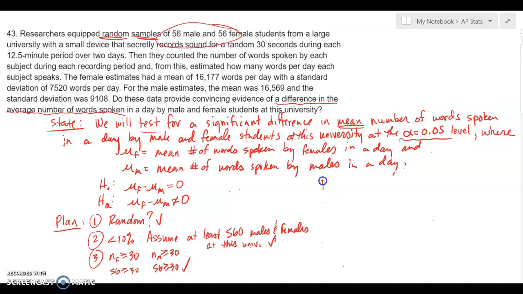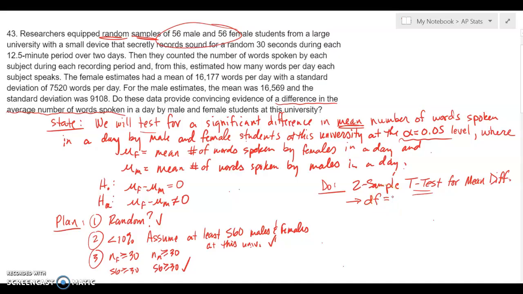So on to the do step. Under the do step, we're going to specify what test. So here we're going to be running a two sample t-test. We've got a t-test because we don't know the population standard deviation. And we're going to be testing for the mean difference in words spoken. So there's some information, and because we're running this particular test, we've got to specify a few things. Number one, with the t-test, we want to specify the degrees of freedom.